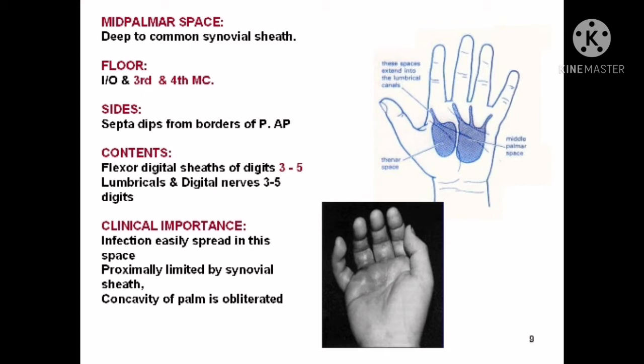The contents of the mid-palmar space are the flexor digital sheaths of digits number 3, 4, and 5, lumbricals, and the digital nerves of the 3rd, 4th, and 5th digits. The clinical importance: infection easily spreads in this space. Proximally, it is limited by the synovial sheath. The concavity of the palm is obliterated whenever there is infection in the mid-palmar space.